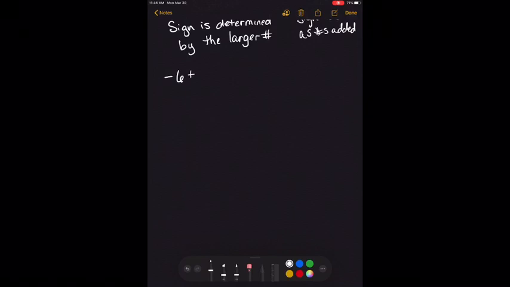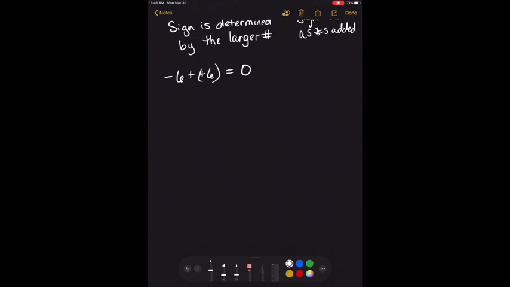If we have -6 plus +6, that would equal 0. If we have +6 plus -6, well, once again, the signs are different, so we subtract, and 6 minus 6 is 0. So we don't have to worry about the signs on those.